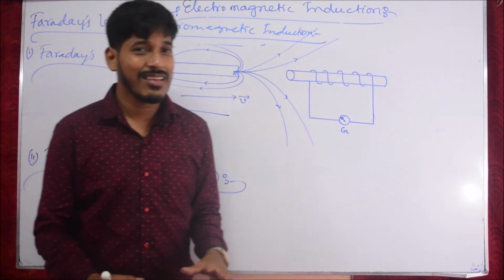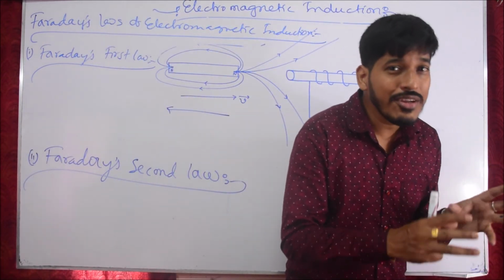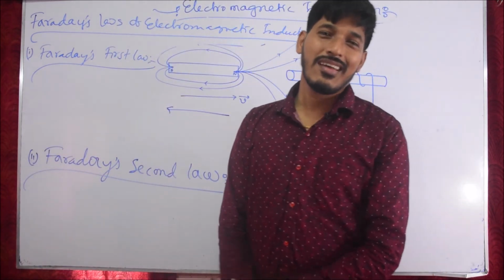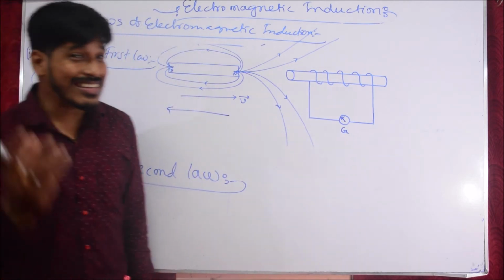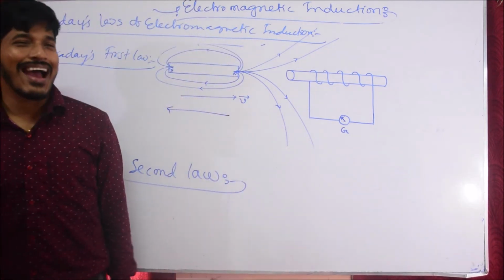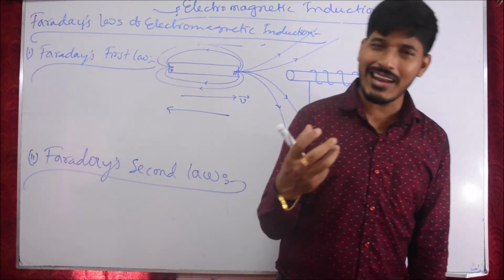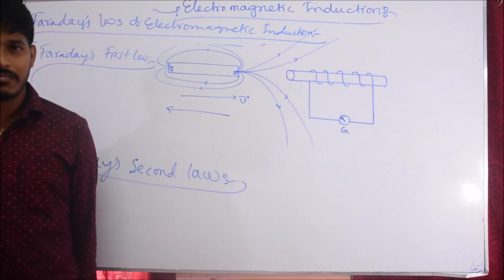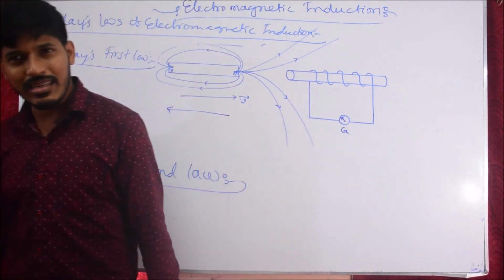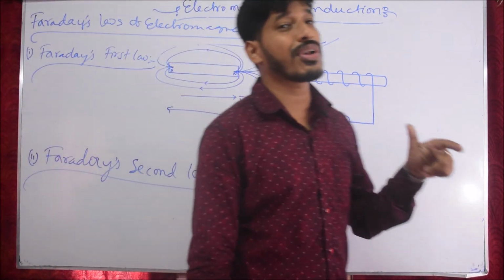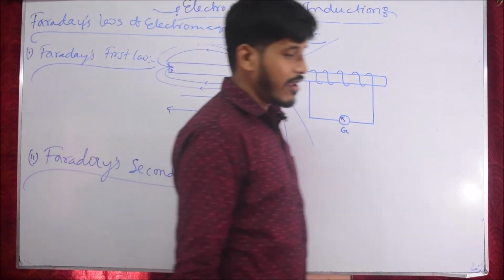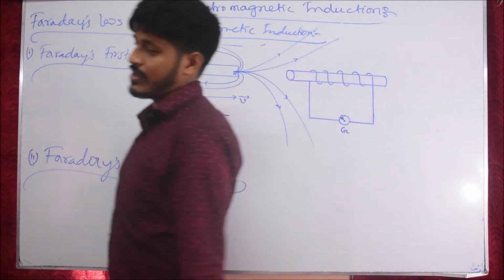Now, as this induced EMF is due to the change in magnetic flux, obviously we have to relate this, how much induced EMF will be generated due to how much change. Second law will give the magnitude of induced EMF. According to Faraday's second law of electromagnetic induction, the induced EMF generated in a coil or conductor is directly proportional to the rate of change of flux linkages. Rate of change of flux linkages.